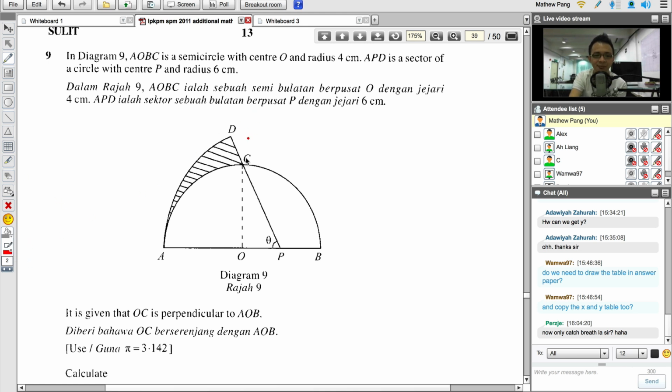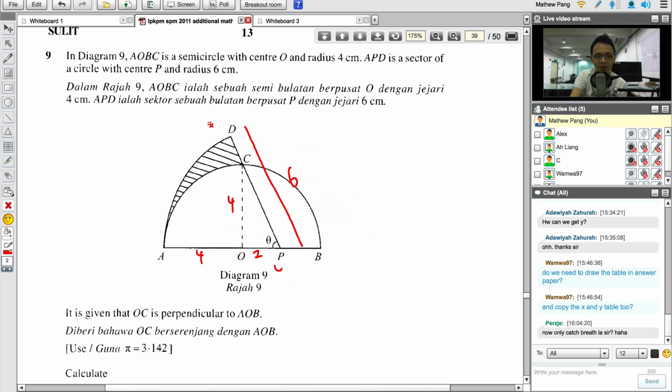Okay, read the question. It says this is semicircle AOBC, and the radius is 4. So this is 4, this is 4, this is 4. And APD is a sector of the circle, so this radius is the same as this radius, and the radius is 6. That means from here to here is 6 centimeters. So here to here is 6, so this one will be 2. I hope you at least get some idea what I am doing.